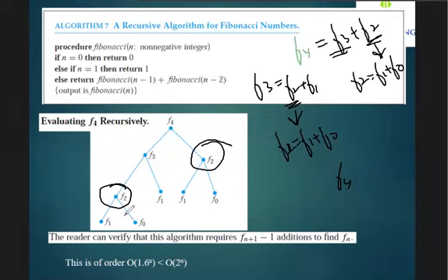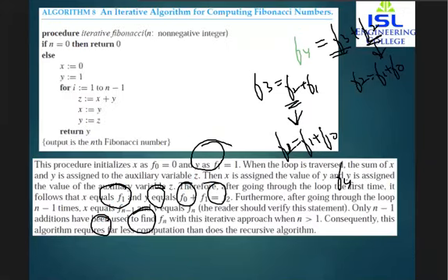Out of the 9 computations, these ones f of 1, f of 1, f of 0, and this f of 1 and f of 0 are not needed because they are the initial conditions. So totally out of the 9 we don't require 5, we require 4 computations. So we can see that the recursive algorithm takes a bit more computation time. Now let's see the iterative one.